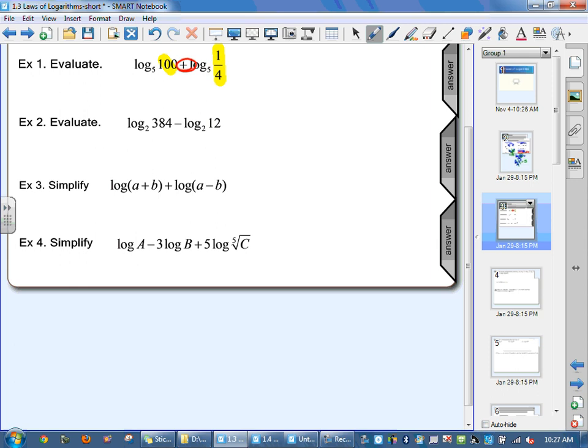So this is going to look like log base 5 of 100 over 1 times 1 over 4. Why did I change the 100 and put it into a fraction? Because the 1/4 is a fraction. Then you can use multiplying rules for fractions, where you multiply tops, multiply bottoms. When I do that, I'm going to get 100 divided by 4. And we all know that 100 divided by 4 is 25. So this further simplifies as log base 5 of 25.